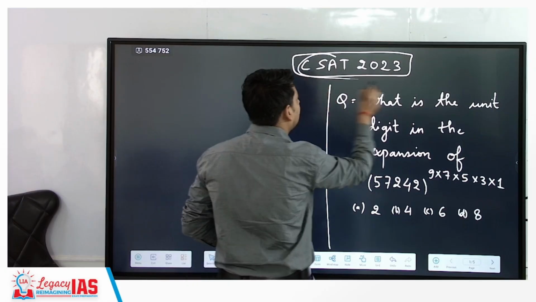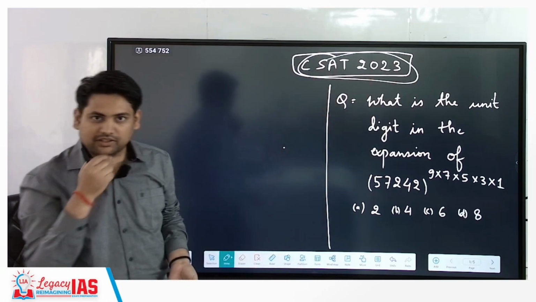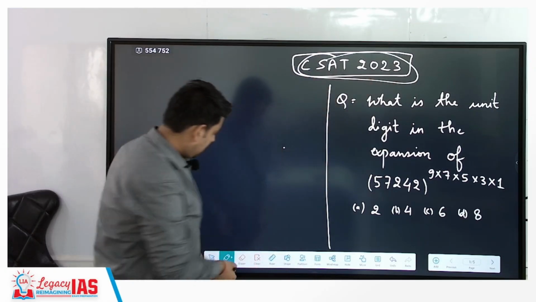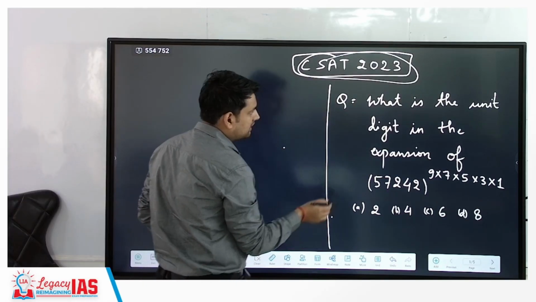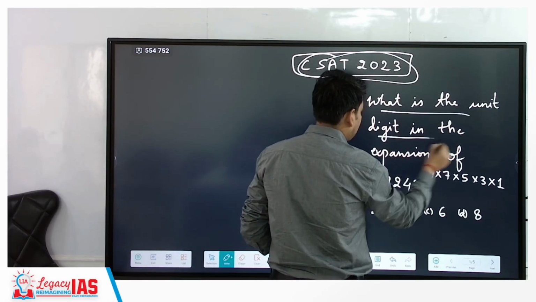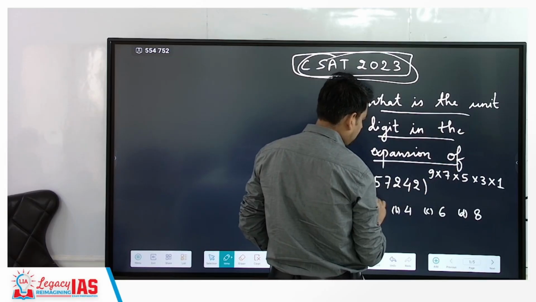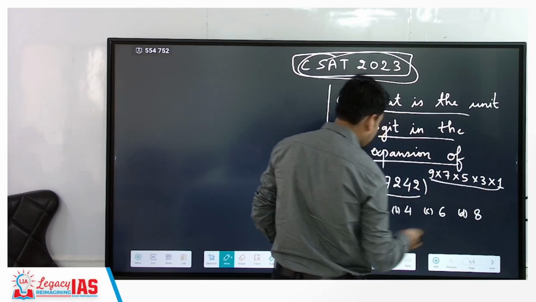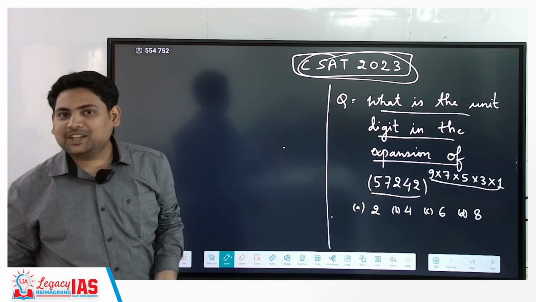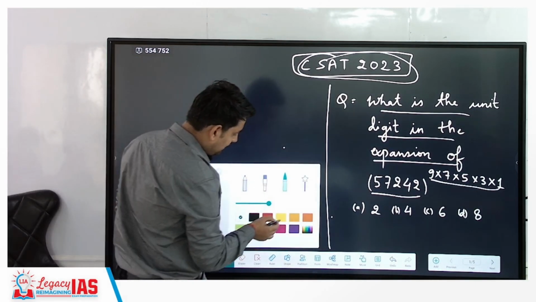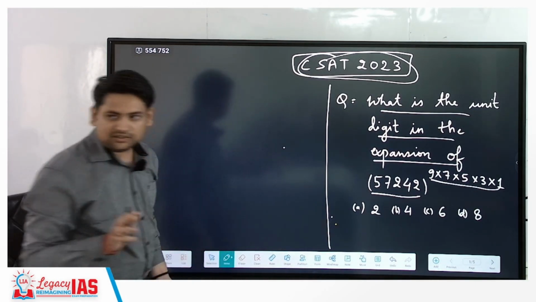This is a supposedly difficult question from CSAT 2023. What does the question say? The question says, what is the unit digit in the expansion of this big number to the power of some other big number? Okay, now what we need to do. First, I'll tell you how I do it.